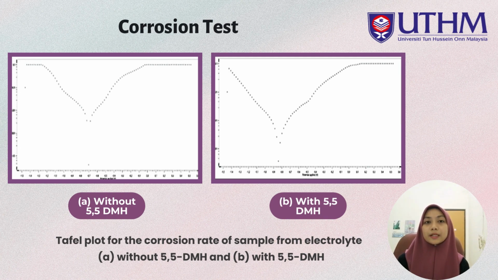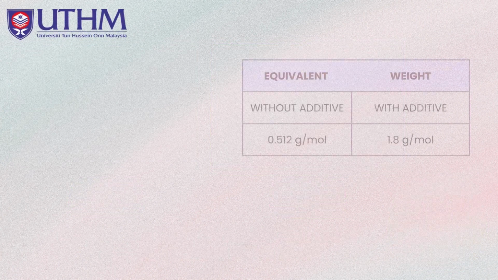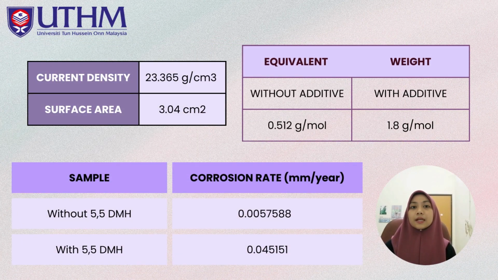Moving on to the result for the corrosion test, from the Tafel plot, we can see that the curve of the sample with additive is sharper compared to the curve of the sample without additive. For your information, the density and surface area applied are set to 23.365 gram per centimeter cube and 3.04 centimeter square respectively, while the equivalent weight for the sample without and with additive is 0.512 gram per mole and 1.8 gram per mole respectively.